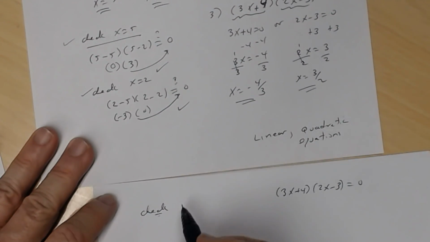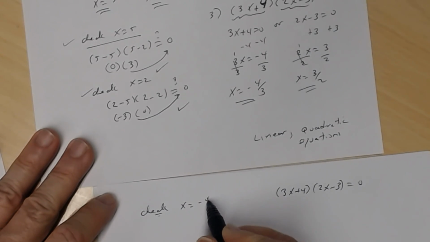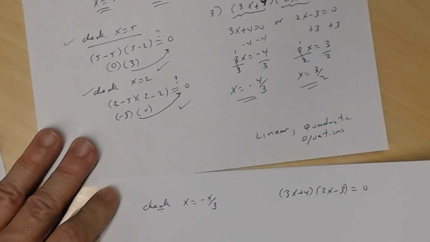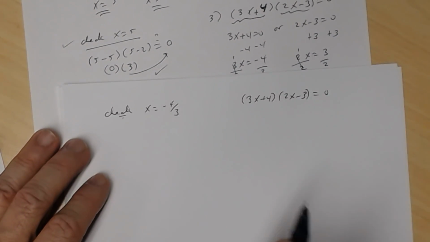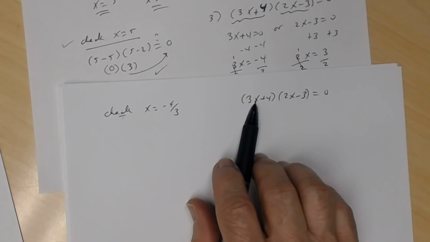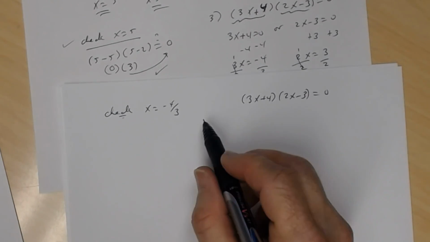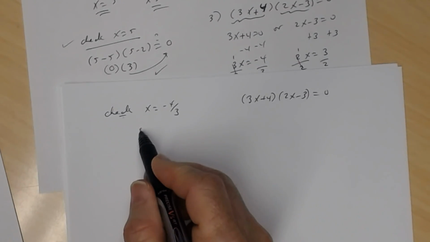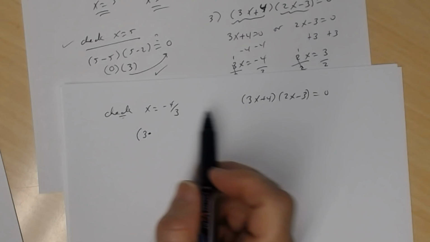So I want to check the first one. Let's check x equal negative 4/3. So whenever I see the variable x, I'm going to substitute negative 4/3. You've done that before. So I get this: 3, in parentheses, 3 times x.